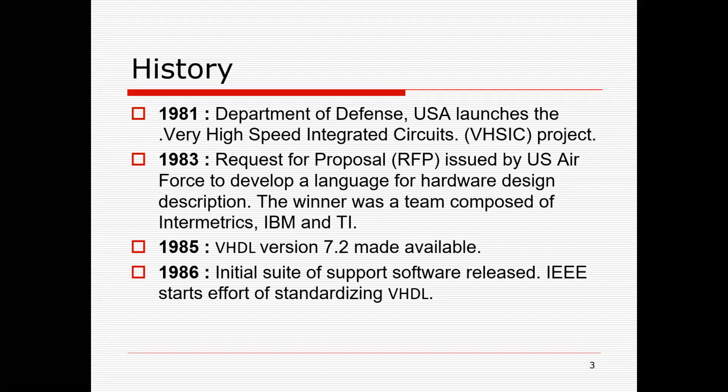Many people made their bids, and the team of Intermetrics, IBM, and Texas Instruments finally won the competition, and that language eventually was converted to VHDL. In 1985, VHDL version 7.2 was made available to users. And in 1986, the initial suite of support software was released. That means the first software which could simulate VHDL, and the standard VHDL was made available.